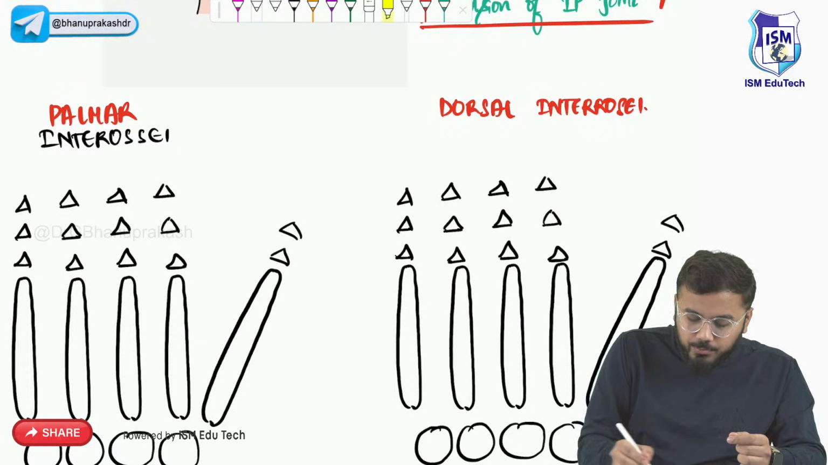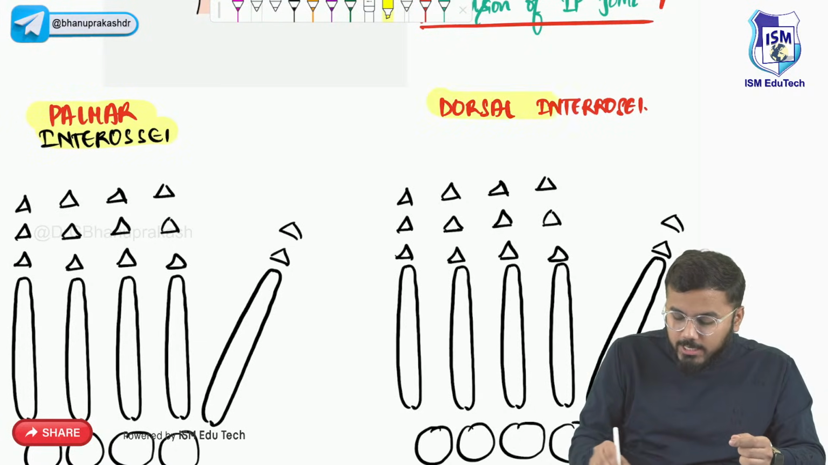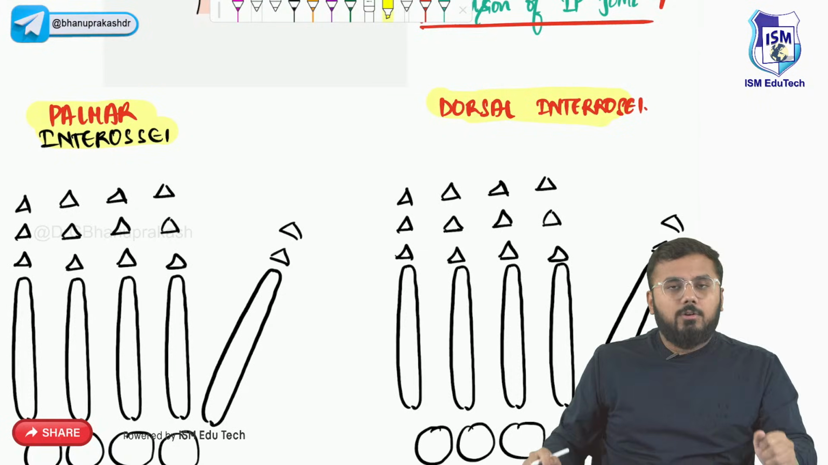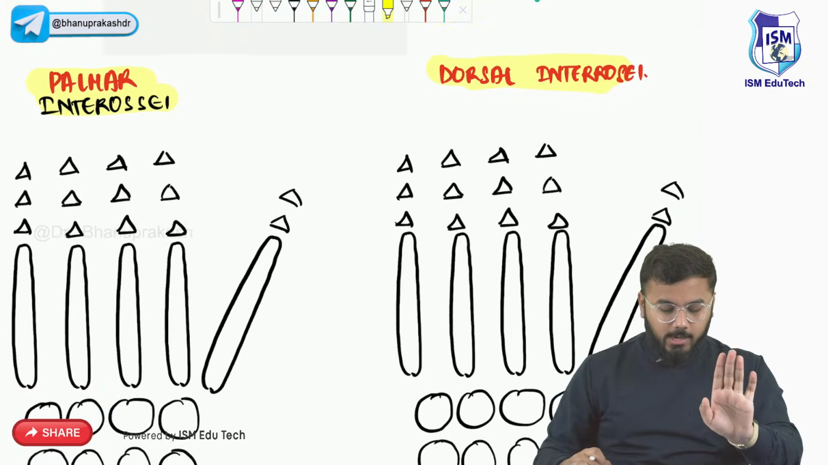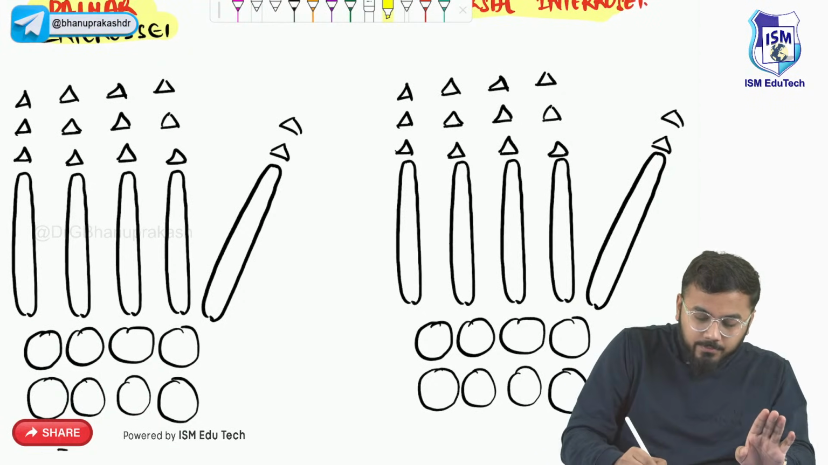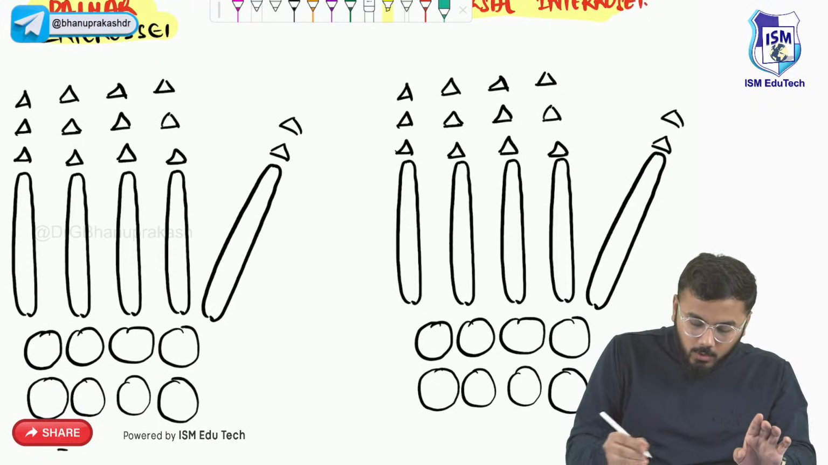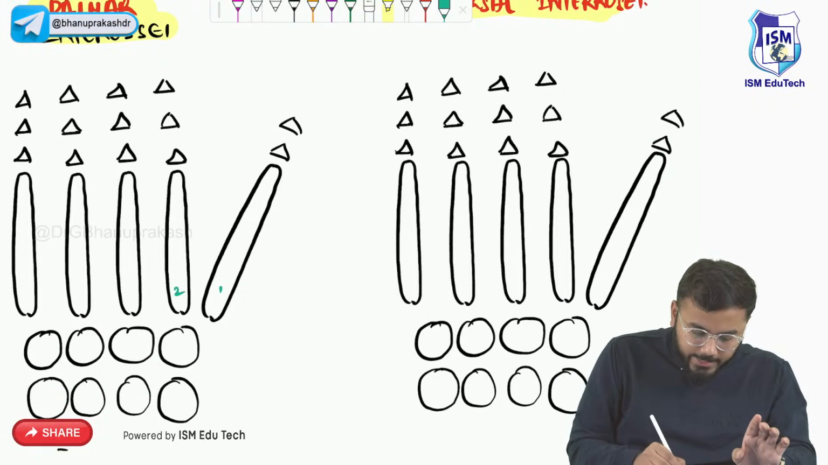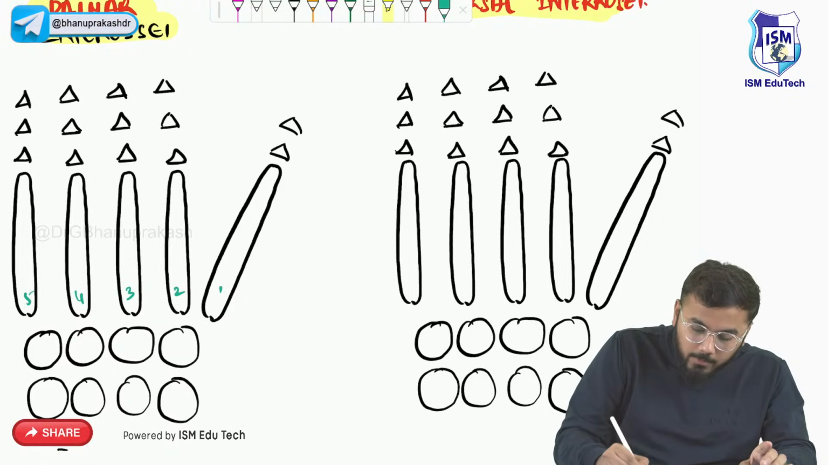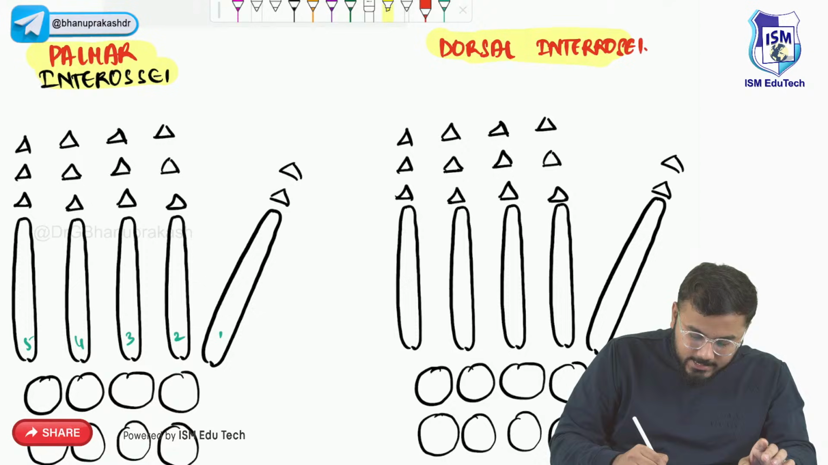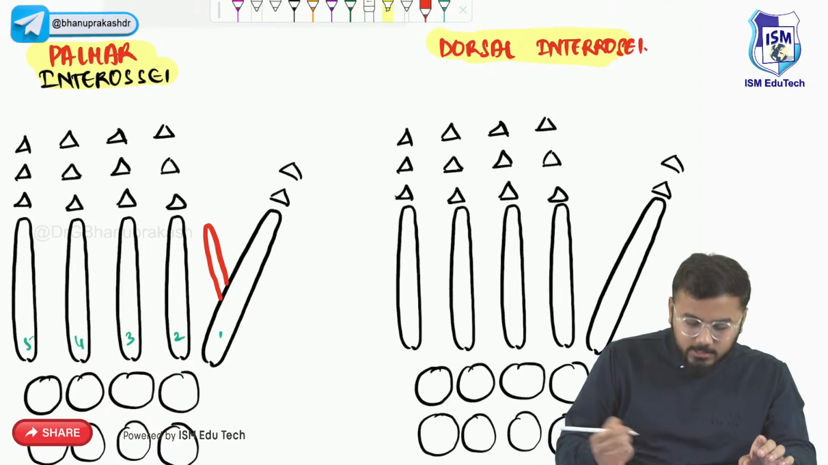So we have got 2 groups of muscles. One is called palmar interossei. Another one is called dorsal interossei. Okay. Now look at the palmar interossei. How do these muscles arise? Look here. All of you know this is the first metacarpal, second, third, fourth, and fifth metacarpal. Now palmar interossei arise like this. So one palmar interossei is like this.